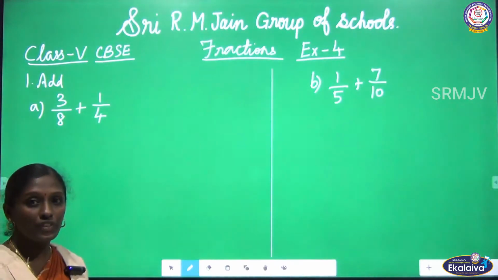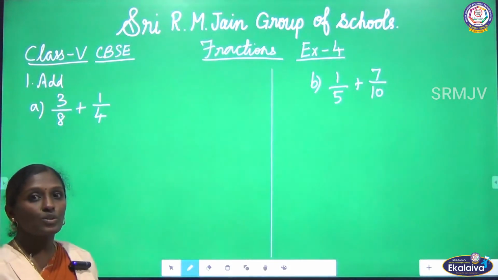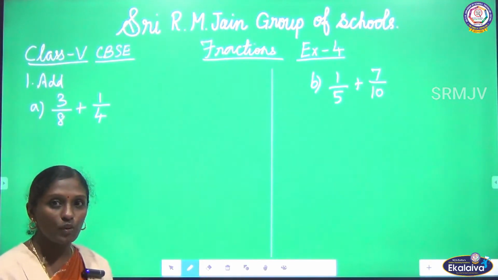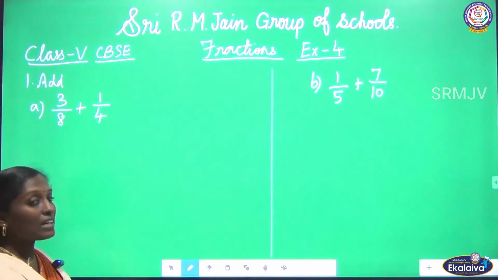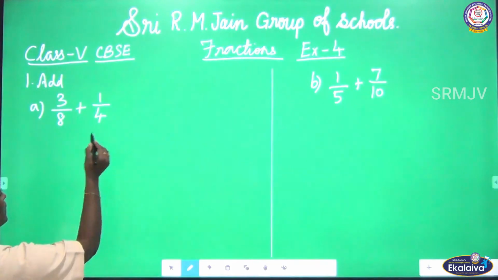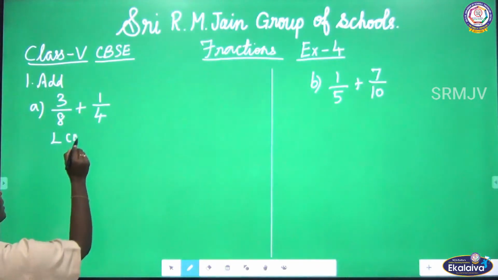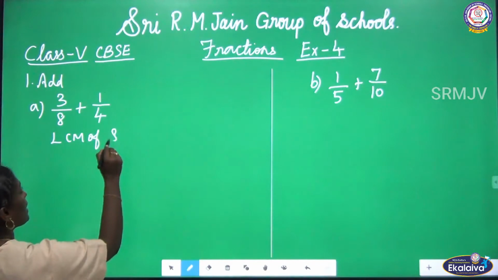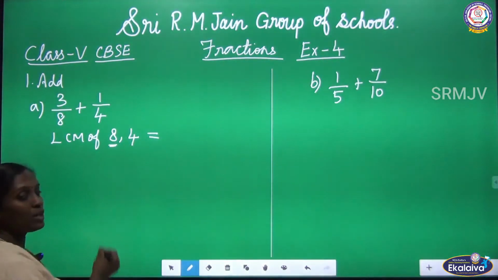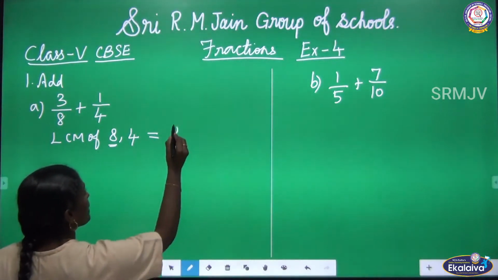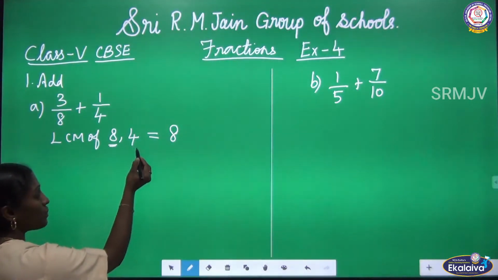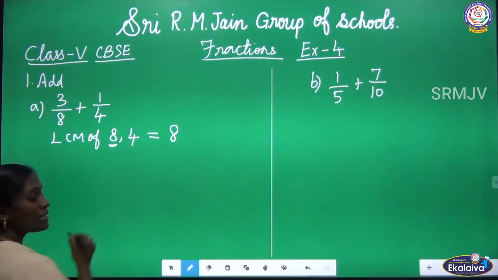Here these two fractions are unlike fractions. So first we have to convert the unlike fractions to like fractions by finding the LCM of the denominator numbers. We can add the like fractions only. So we are going to convert the unlike fractions to like fractions by finding the LCM of the denominator numbers 8 and 4. Here 8 is the multiple of 4, so we can take 8 as LCM. If a number is a multiple of another number, we can take that number as LCM.